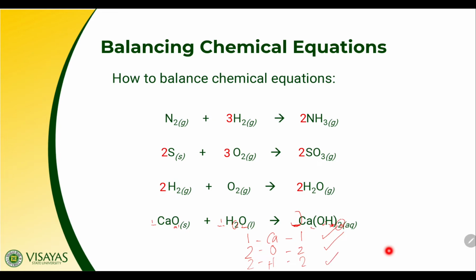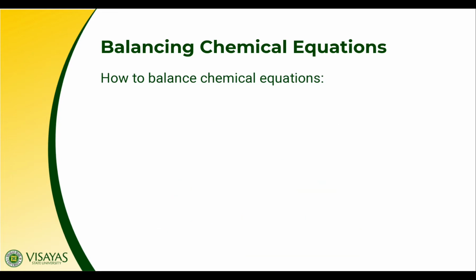Okay, so we have a balanced number of hydrogen atoms in the equation. So since all of the elements here have the same number of atoms on both sides of the equation, this equation is already balanced. We don't have to add coefficients anymore. Okay, let's have some more examples.